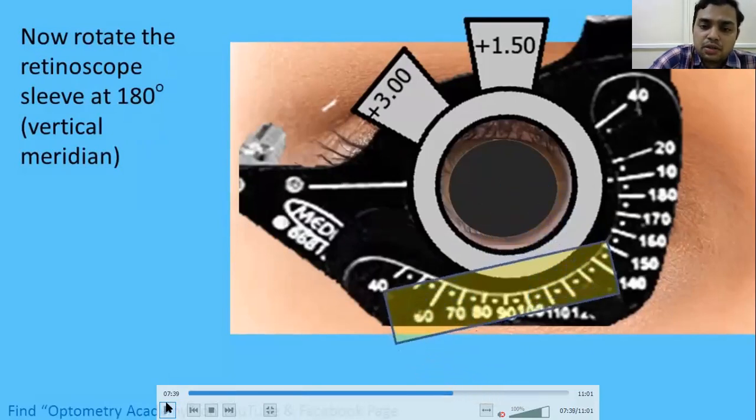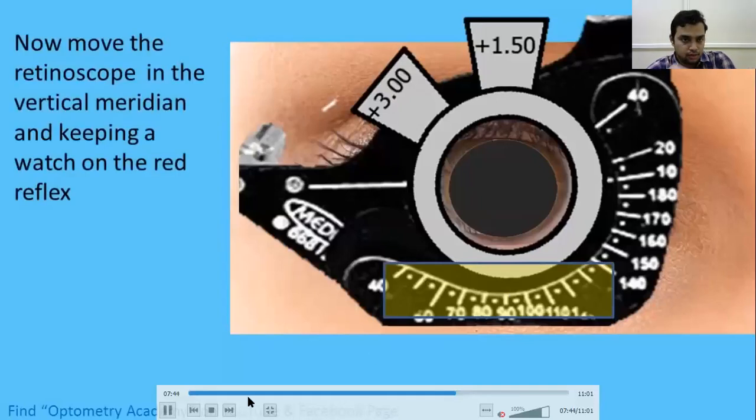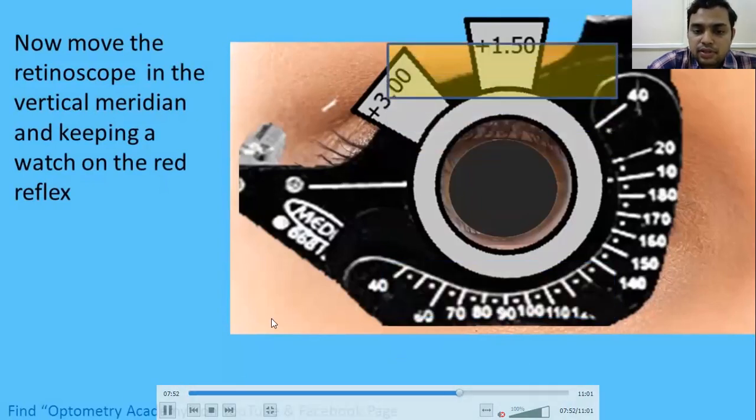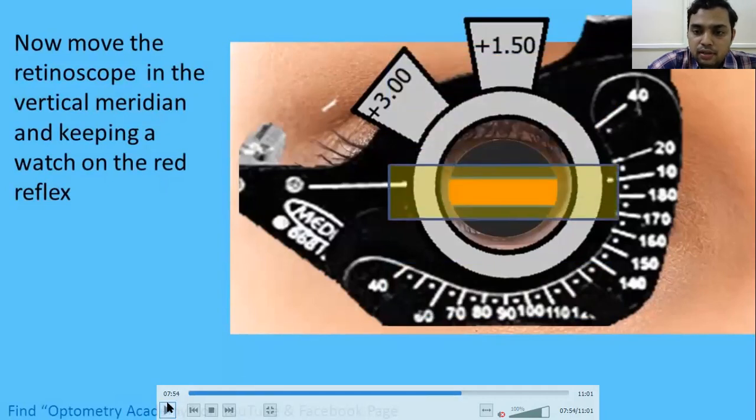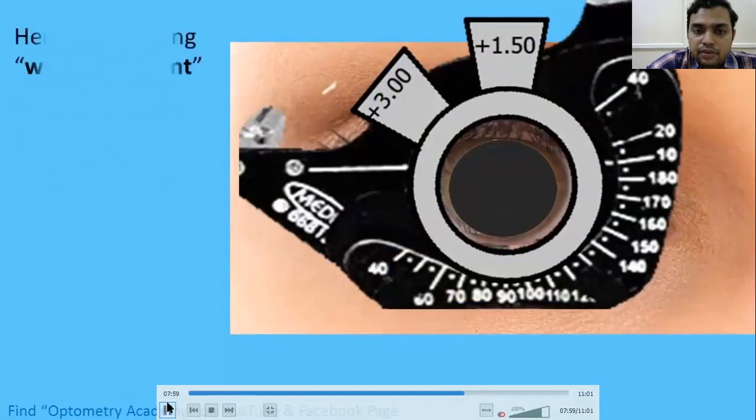So the light source is rotated to the axis of 180 degrees, and with the help of the streak retinoscope we have to check the vertical meridian. Now move the retinoscope in the vertical meridian. Keep a watch on the red reflex. Here also we see a with movement. Here we observe the width of the reflex. It is a little bit narrow. So still we have to increase the power of the plus lens.